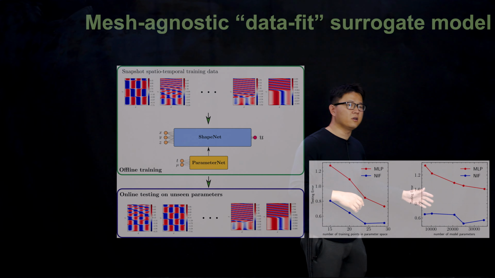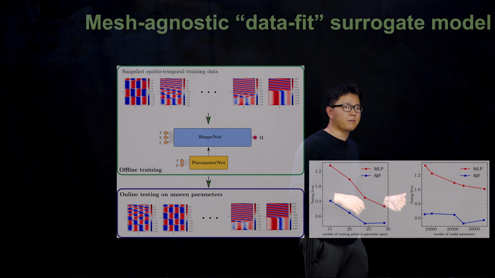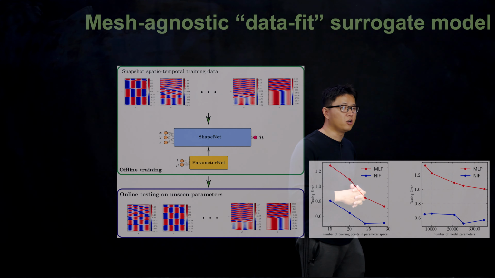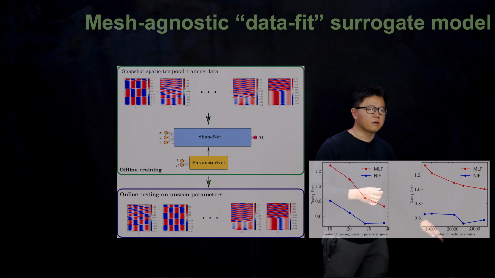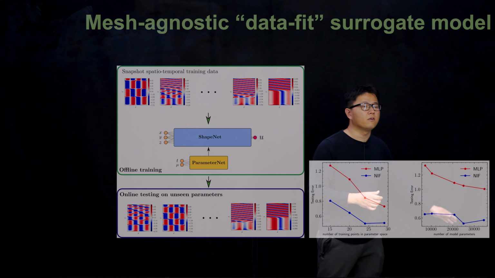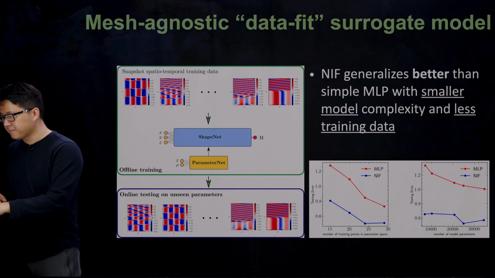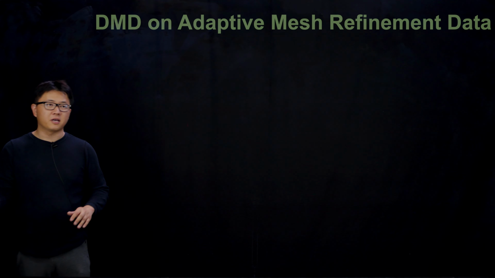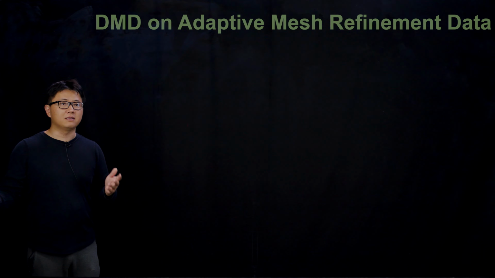For the second figure, the y-axis didn't change. The x-axis is now the model capacity, the number of trainable parameters in your model. You can see the blue line, NIF, also outperforms the MLP. Great. Okay, so the next application I want to tell you about is DMD, dynamic mode decomposition, on adaptive mesh refinement data.